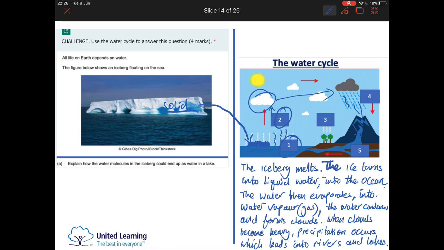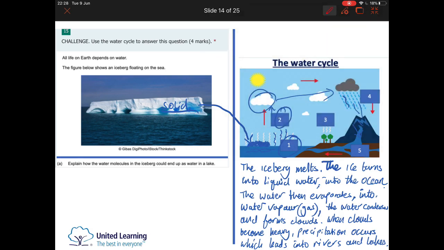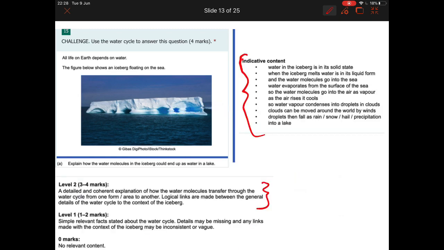Okay, so that would generally give you the 4 marks because you talk about the different processes that are occurring in the water cycle. So let's just highlight some key points here. We talk about the iceberg melting. So the iceberg melts. The ice turns into liquid water because it's melting into the ocean. The water then evaporates. So that's another process that we've discussed. The water evaporates into water vapor, and that water condenses and forms clouds. So we talk about condensation, and then we also talk about precipitation.